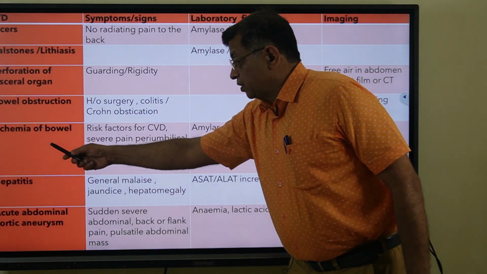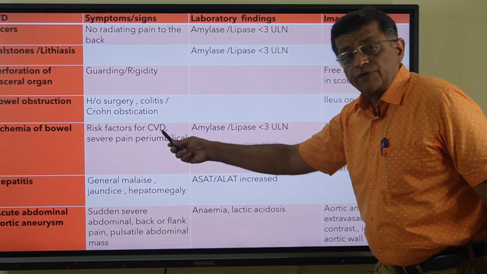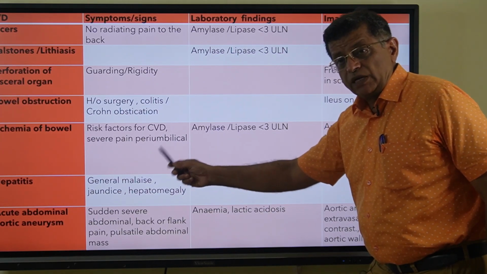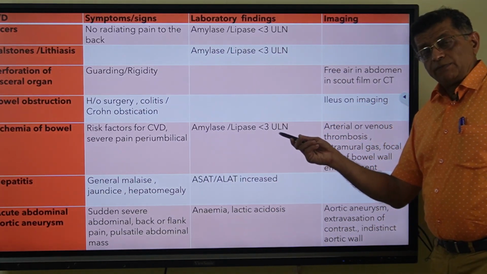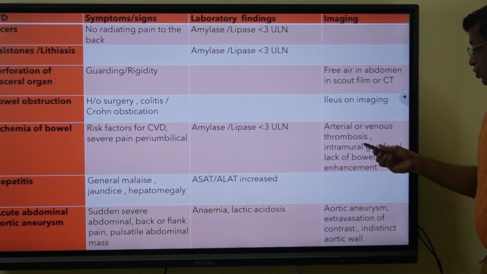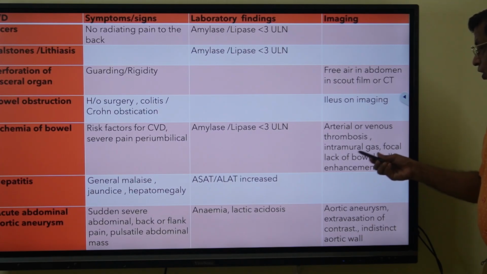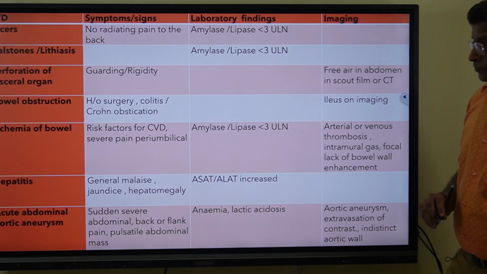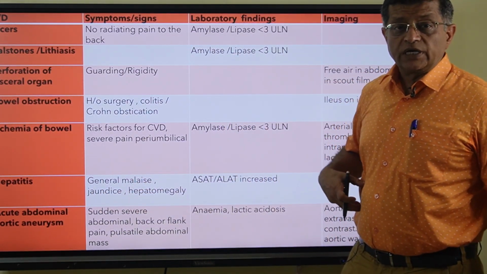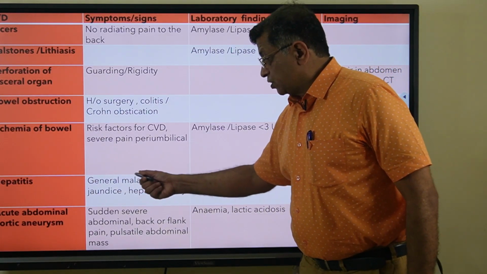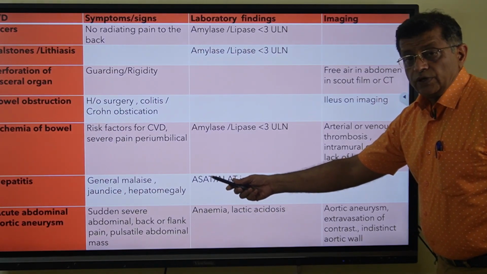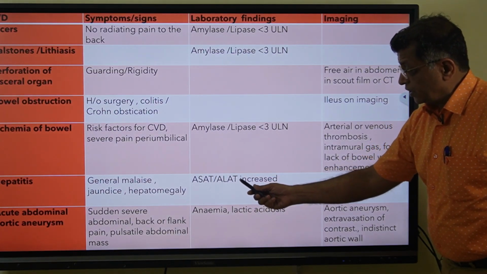If there is bowel ischemia, in history there could be risk factors for chronic cardiovascular disease, or usually the pain is in the periumbilical region. Again, amylase and lipase are less than 3 times of normal, and you could usually demonstrate arterial or venous thrombosis or intramural gas or focal lack of bowel wall enhancement. If the patient has hepatitis, again the patient can present with right hypochondriac pain, but the patient has general malaise, jaundice and hepatomegaly. SGOT, SGPT, AST and ALT are usually increased.